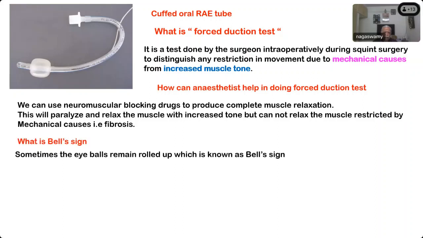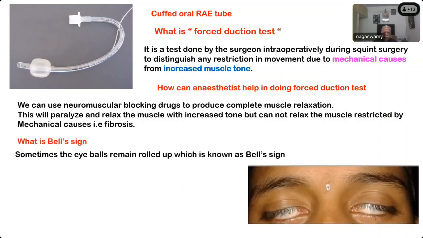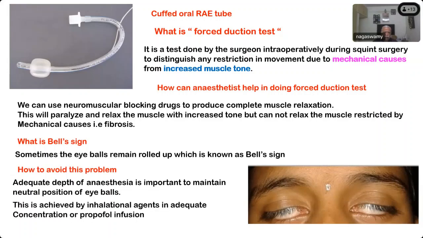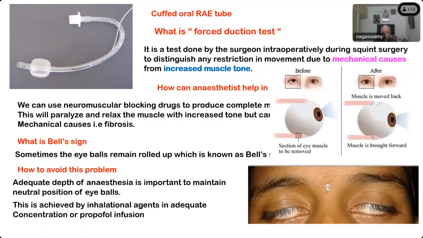Bell's phenomenon is another problem that can happen intraoperatively, where the eyeball will go up under the eyelid. So you have to pull the eyeball down and try to do the surgery. To avoid this problem, maintain adequate depth of anesthesia, since it usually happens under inadequate depth. You can achieve the depth by inhalation agents or by giving a propofol infusion.